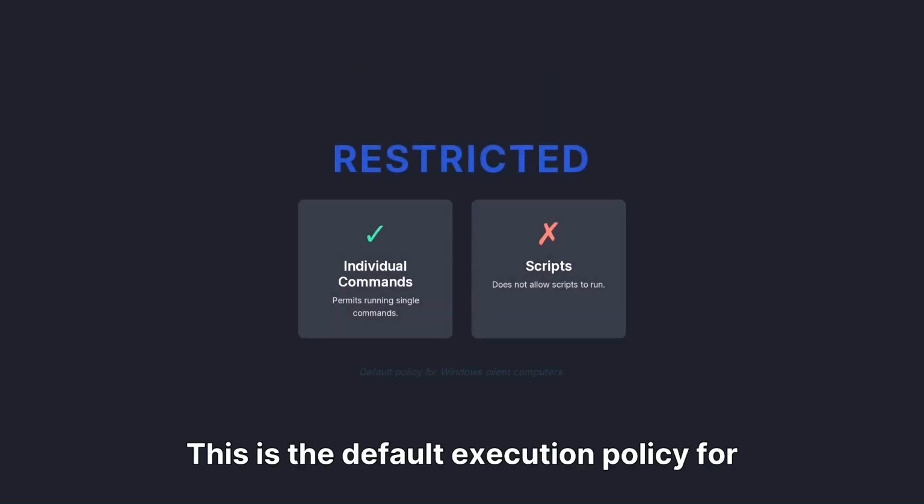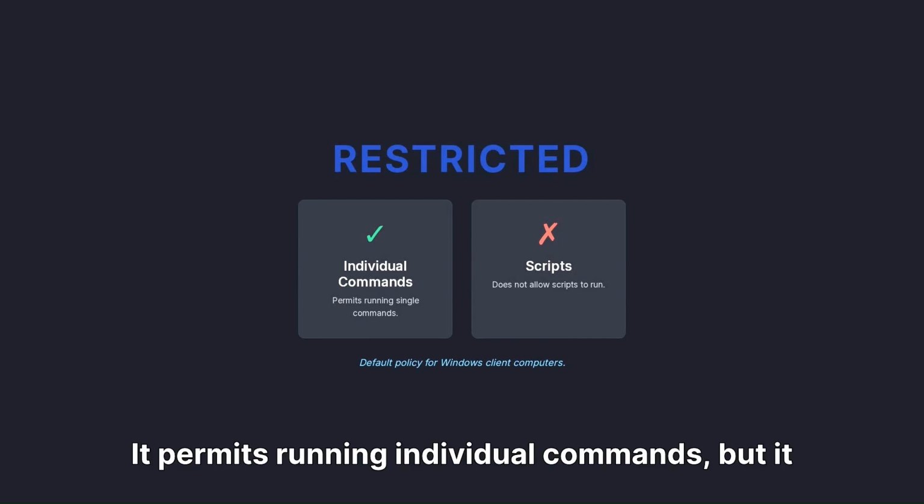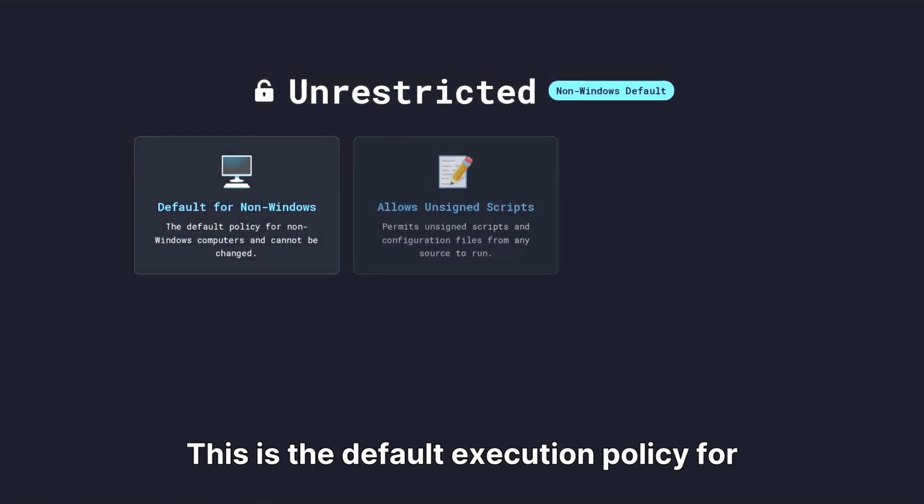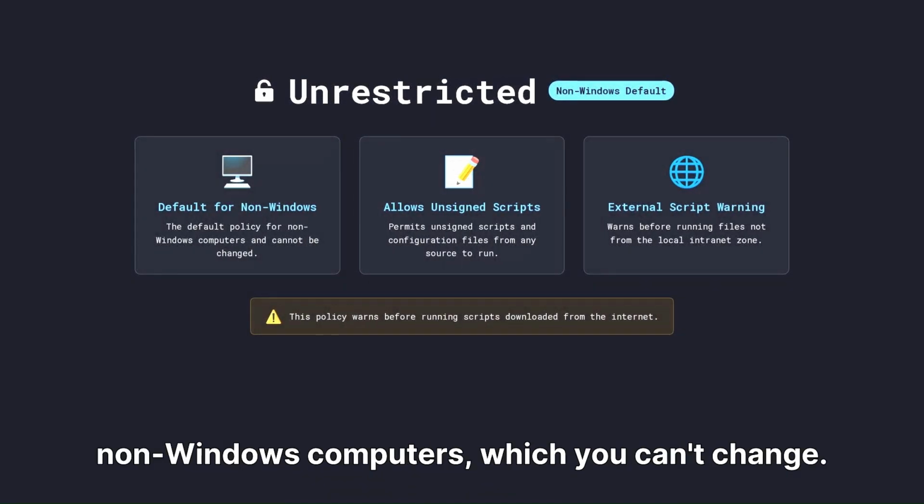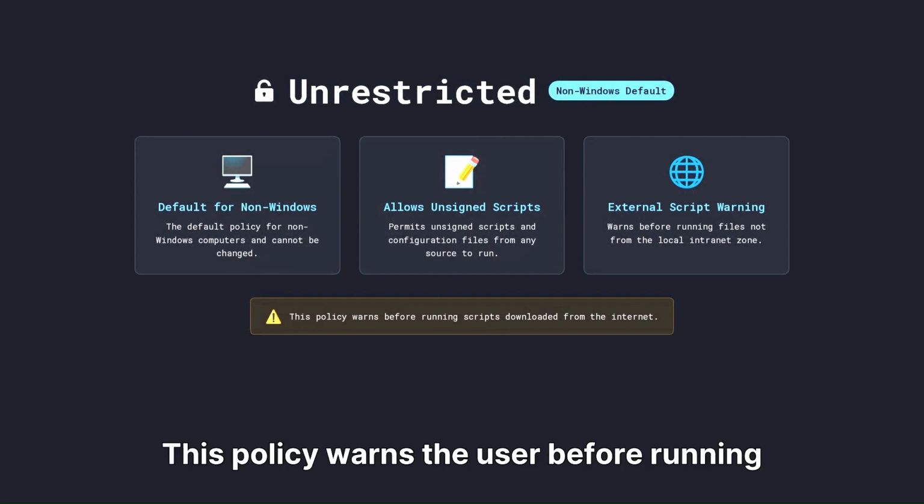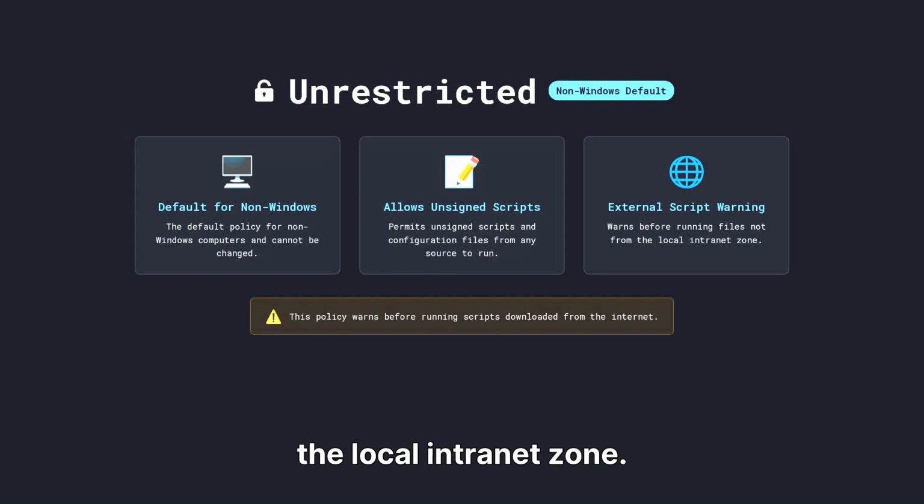Restricted. This is the default execution policy for Windows client computers. It permits running individual commands, but it doesn't allow scripts. Unrestricted. This is the default execution policy for non-Windows computers, which you can't change. It allows unsigned scripts to run. This policy warns the user before running scripts and configuration files that aren't from the local intranet zone.